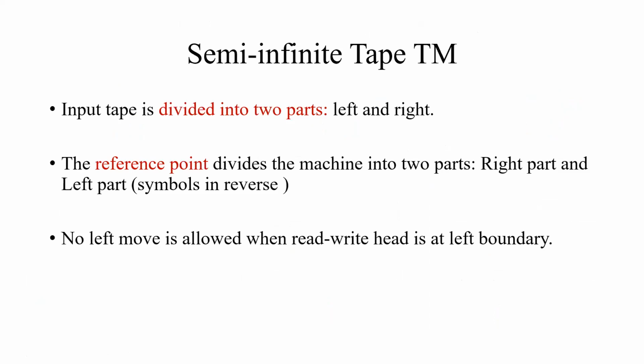The second variant of the standard Turing machine is the semi-infinite tape Turing machine. How does this variant work? This variant divides the input tape into 2 parts, one is the left part and another is the right part. There is a reference point which divides the machine into 2 parts, right and left, and no left movement is allowed when the read write head is at the left boundary.